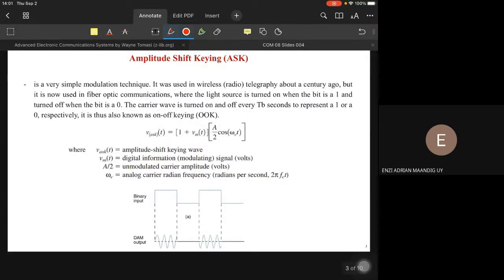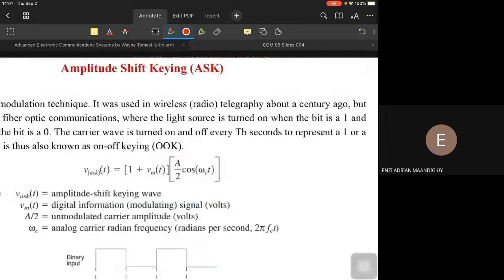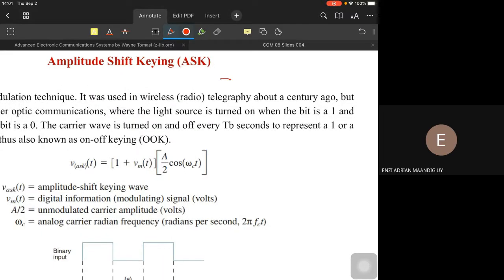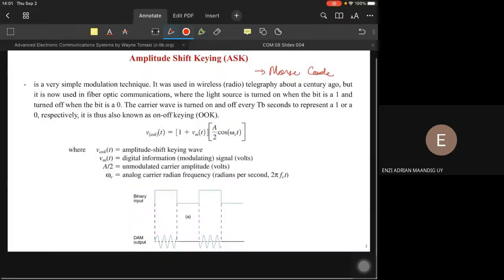So, balik ta ani, ASK, amplitude shift keying, very simple modulation technique. It's what was used in wireless telegraphy about a century ago. Right now, di na kaayo. Mao ang principle behind the Morse code. Okay? If na mo idea unsa ang Morse code, yan na ang ASK. Although naisa ka modern application ani, but later na lang nako ingon, okay?